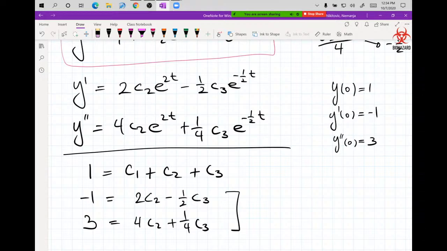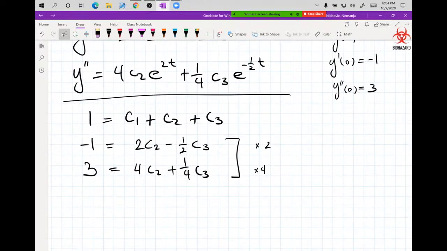So we are going to multiply this equation by 2 and multiply this equation by 4, so we can cancel c3s and calculate c2. I'm going to do the whole problem, obviously, without a calculator and so on, just to show all of the calculations, because you are supposed to.